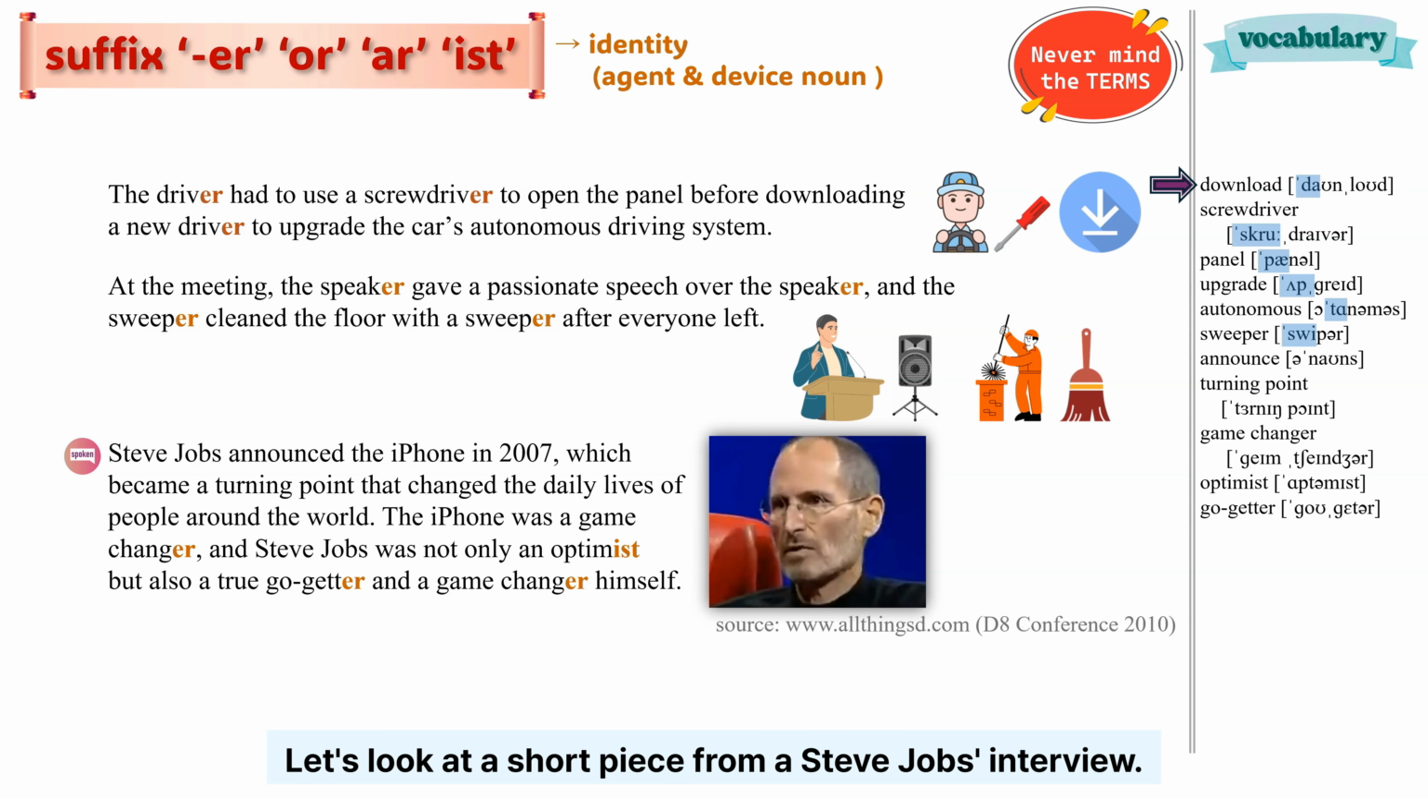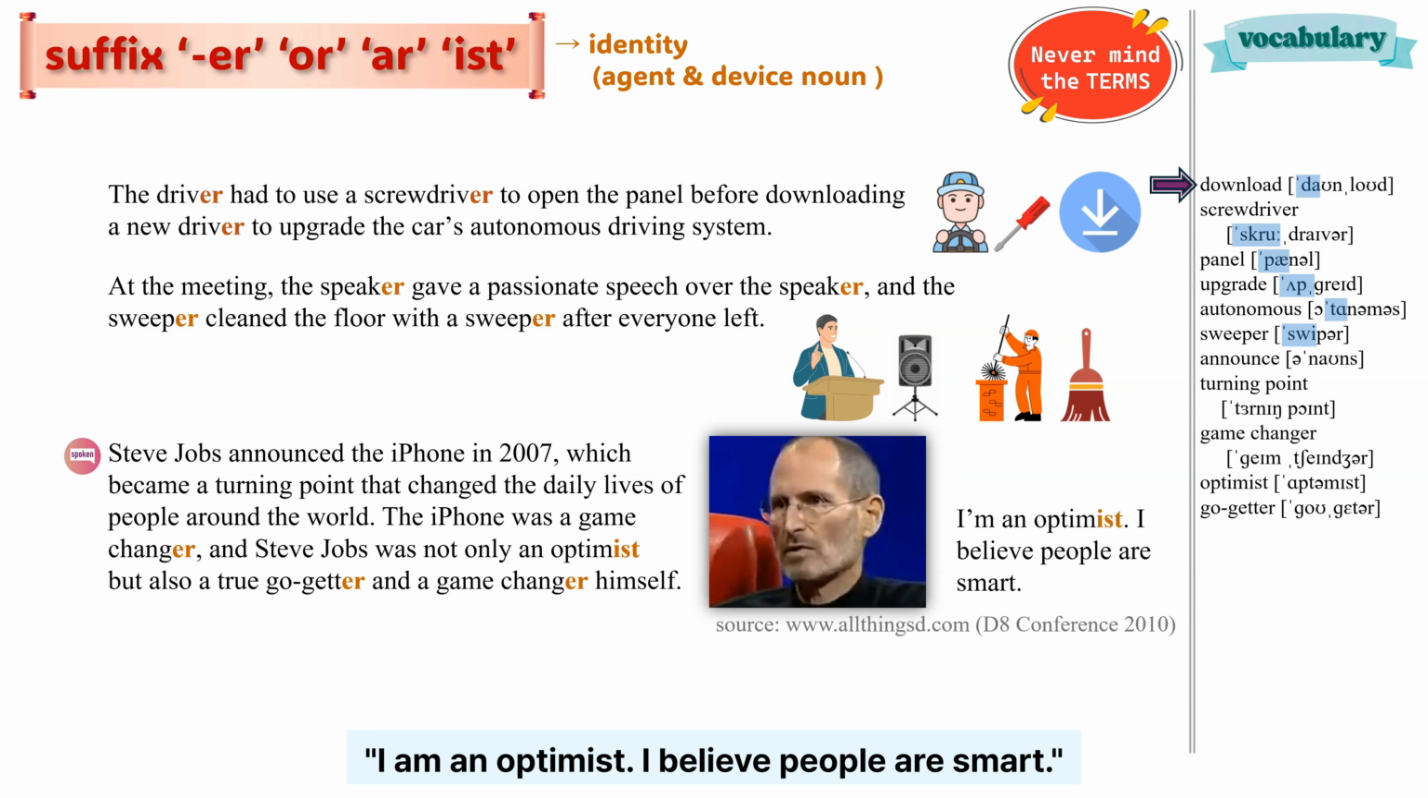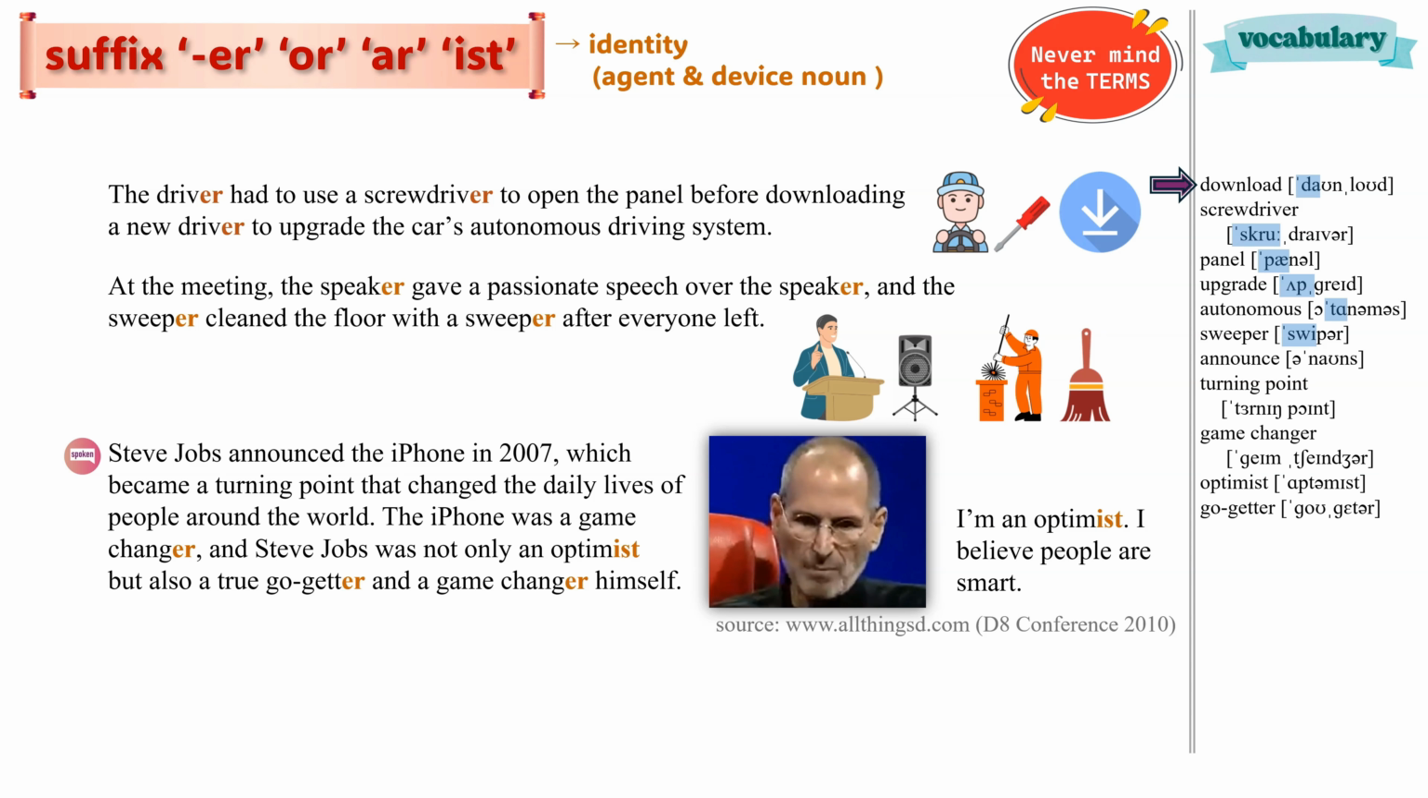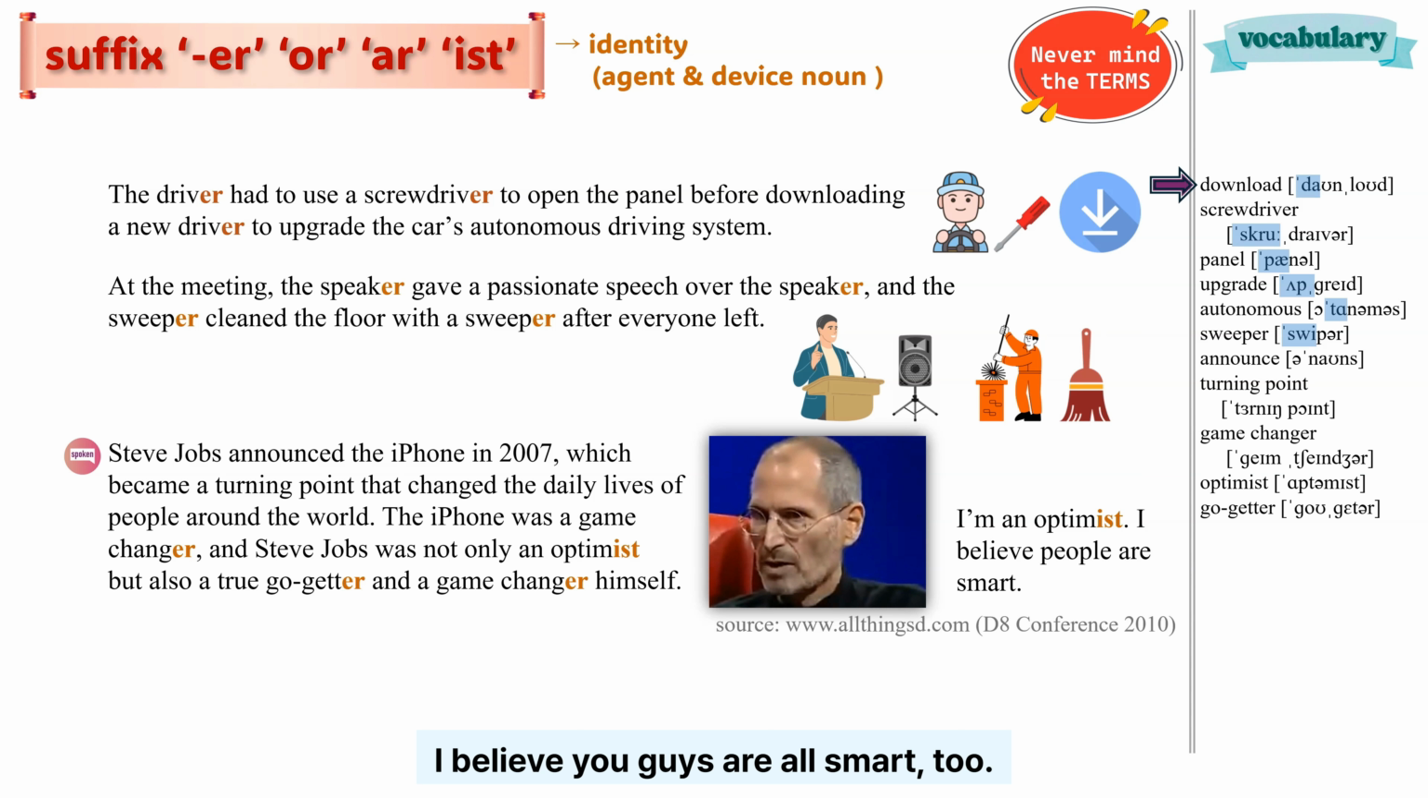Let's look at a short piece from a Steve Jobs interview. I am an optimist. I believe people are smart. Notice the suffix ist in optimist. It means a person who believes in something positively. I'm an optimist. I believe people are smart. I believe you guys are all smart too.